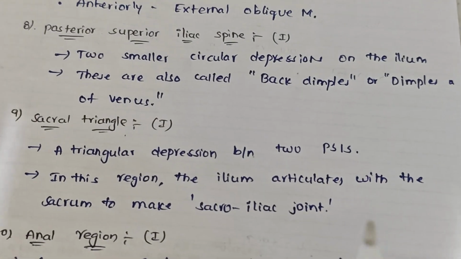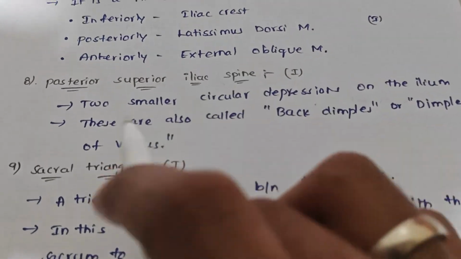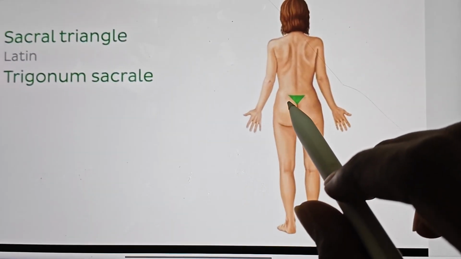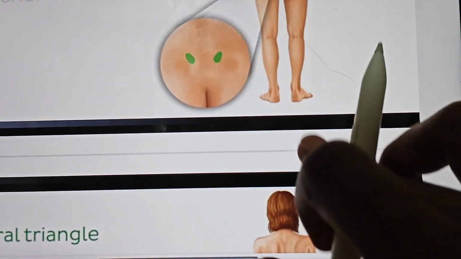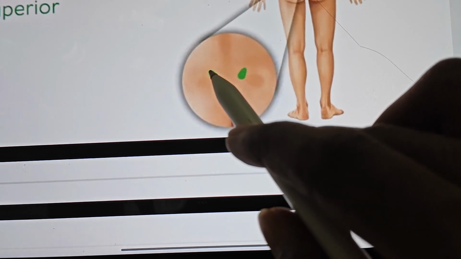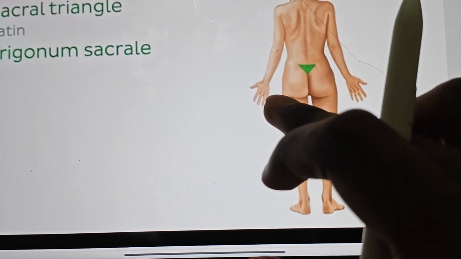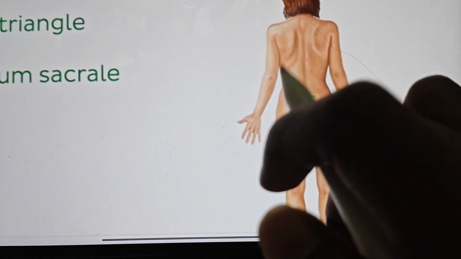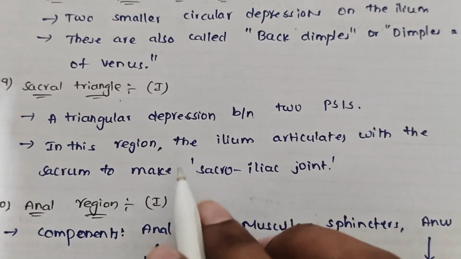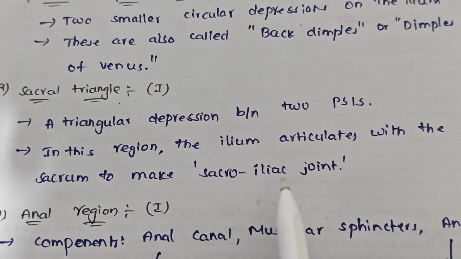To continue, sacral triangle. It is a triangular depression between two posterior superior iliac spines. Here, this one is the sacral triangle. If this is the PSIS, there is a small triangle, like this one, the sacral triangle, which is very clear in this image. In this sacral triangle region, the ilium articulates with the sacrum to make the sacroiliac joint.